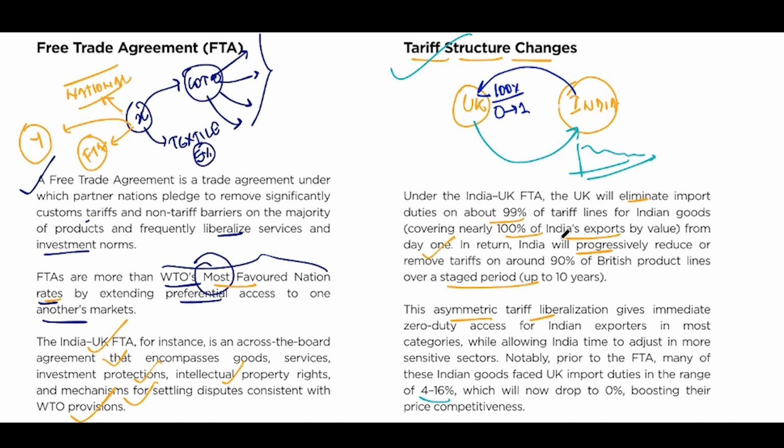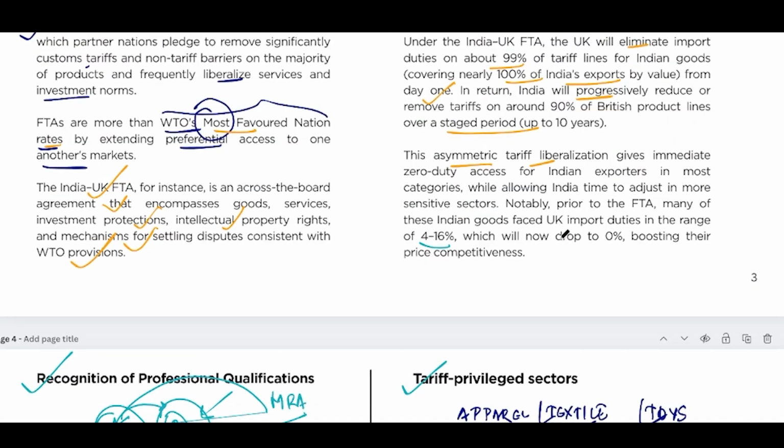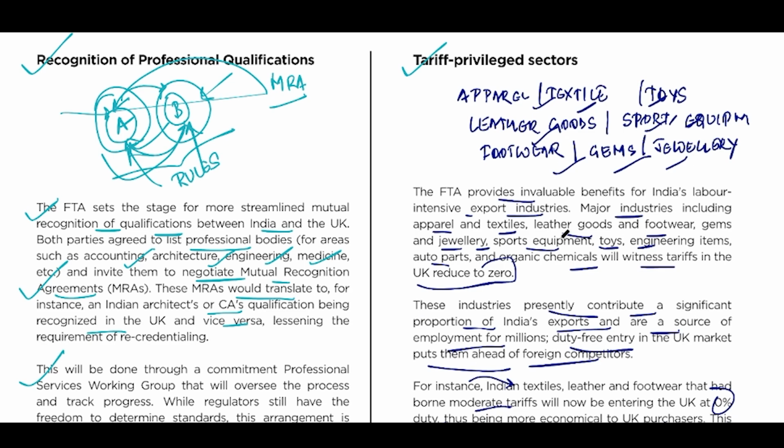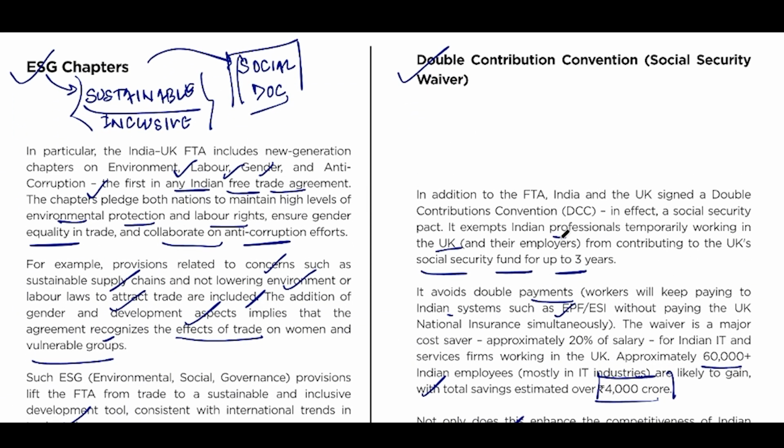So in the upcoming discussion, we will first understand what a free trade agreement is and what the general benefits of a free trade agreement are. Then we will move on and understand specific terms that might be important from the prelims point of view, like tariff structure changes, tariff privilege sectors, recognition of professional qualifications, ESG chapters, double contribution convention.